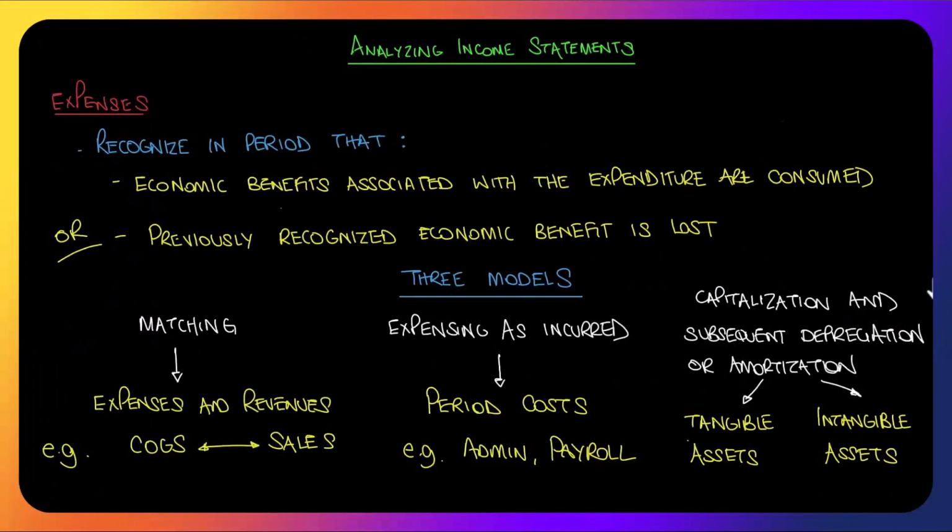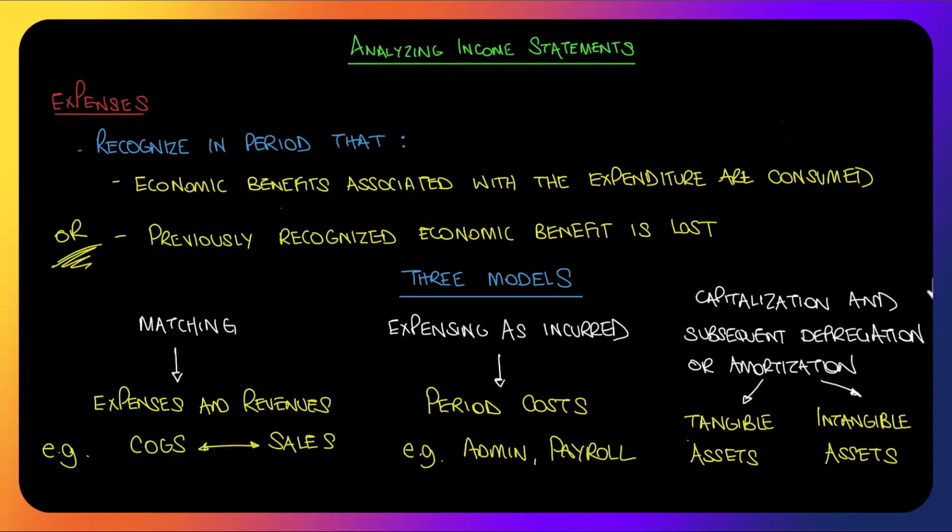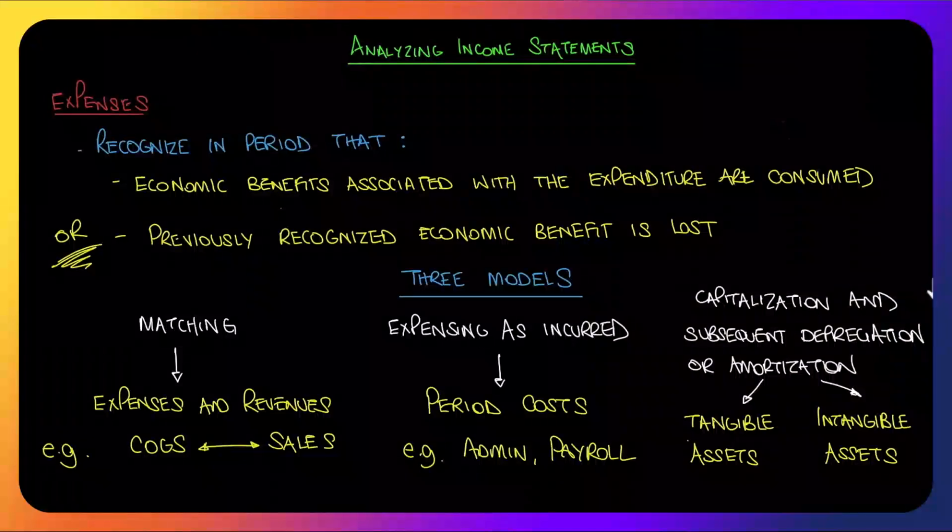Let's get to it. Expenses. Well, we recognize expenses in the period that economic benefits associated with the expenditure are consumed. So when we spend it, if we consume it, we recognize it. Or, and this is where it gets more fun, previously recognized economic benefit is lost. We can take those 2 rules and turn them into 3 separate models of recognizing expenses.